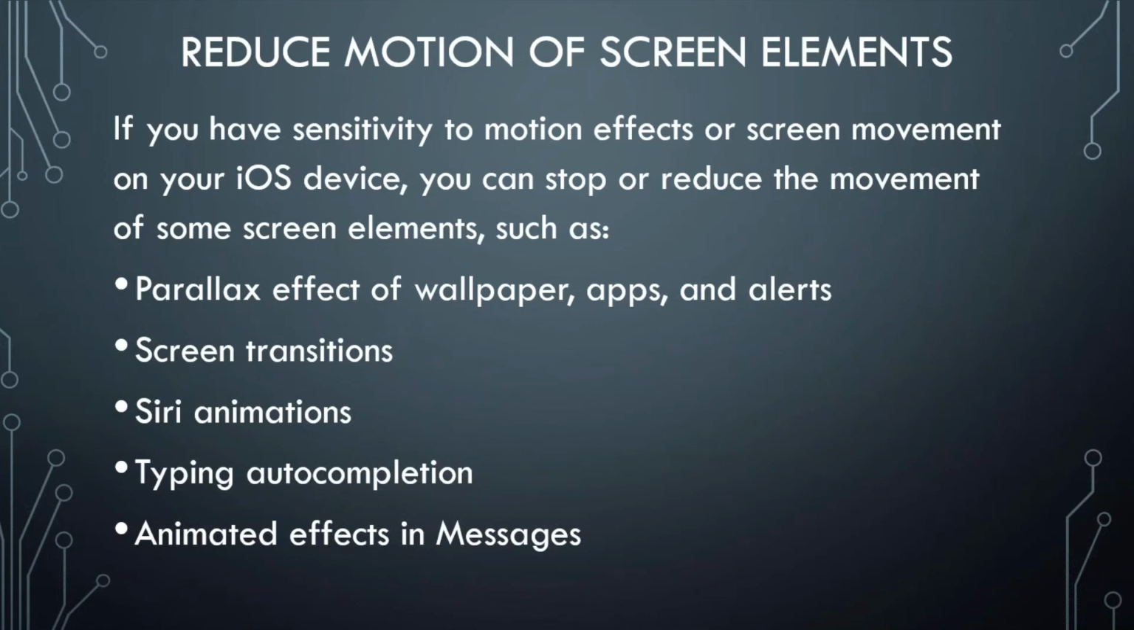Okay, so now we're going to talk a bit about reducing the motion of screen elements. If a person has a sensitivity to motion effects or screen movement, they can reduce those by changing some of these different effects that are in the system. So again, a lot of these effects are designed to make the operating system more appealing as far as appearance goes. It just looks smoother, it looks cleaner, it looks nicer, but that's not always ideal for everybody because maybe some visual impairment or some other necessity that they have, because it's distracting or whatnot, they might not want some of these effects. So you can actually turn them off.